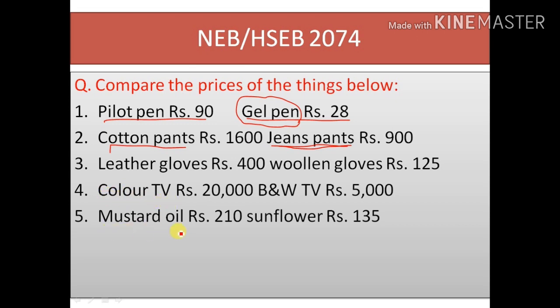Mustard oil Rs 210 and sunflower Rs 135. Here mustard oil is expensive. So let's begin with it. Mustard oil is about twice as expensive as sunflower, or sunflower is about a half the price of mustard oil.